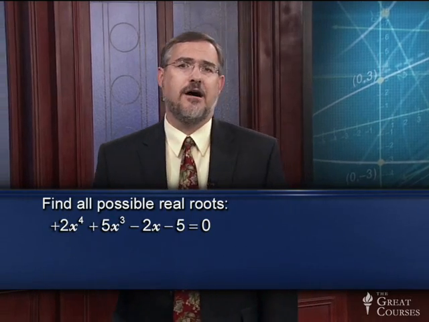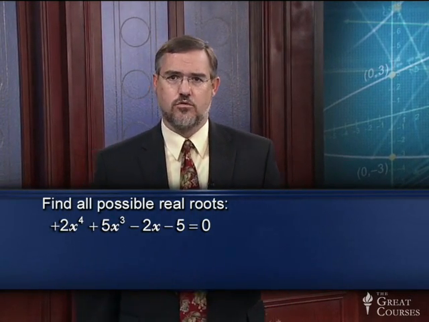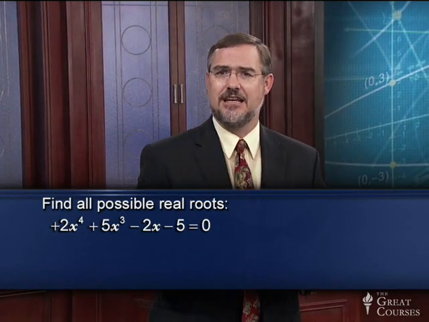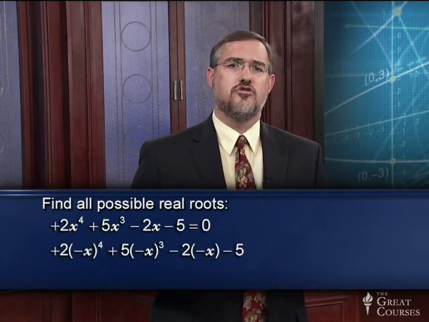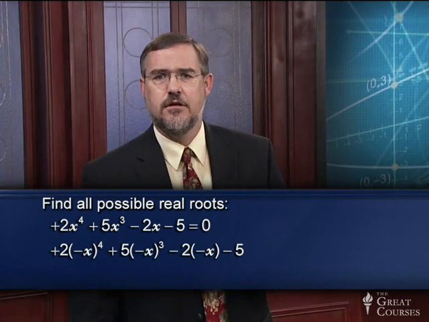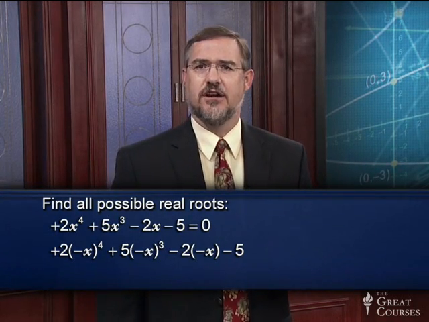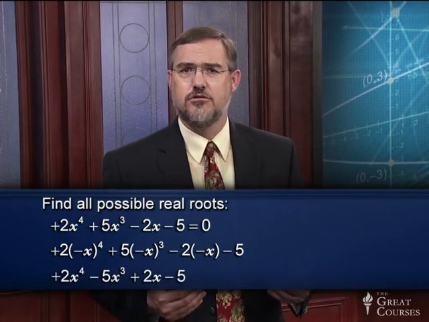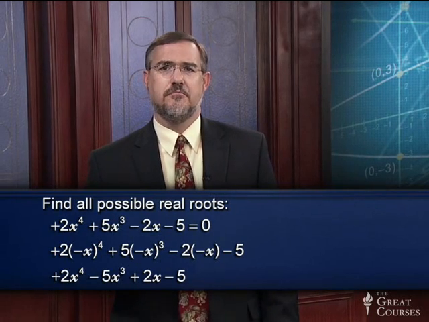Now, what about the possible number of negative real roots? Well, remember what the rule says to do. Go back to the polynomial, replace all the x's by negative x. And when you do that, you're going to have 2 times negative x to the fourth plus 5 times negative x cubed minus 2 times negative x minus 5. Simplifying a bit, you'll end up with positive 2x to the fourth minus 5x cubed plus 2x minus 5.